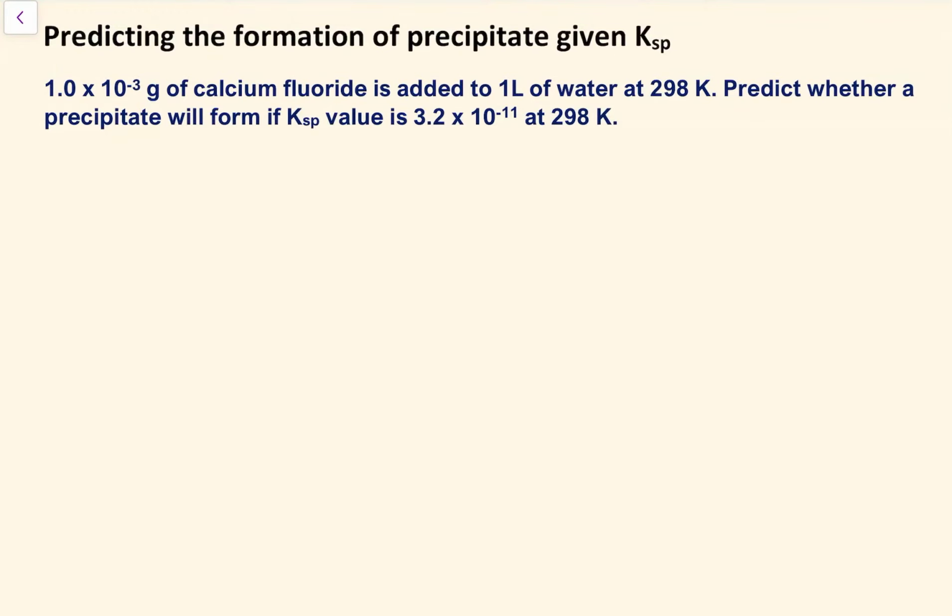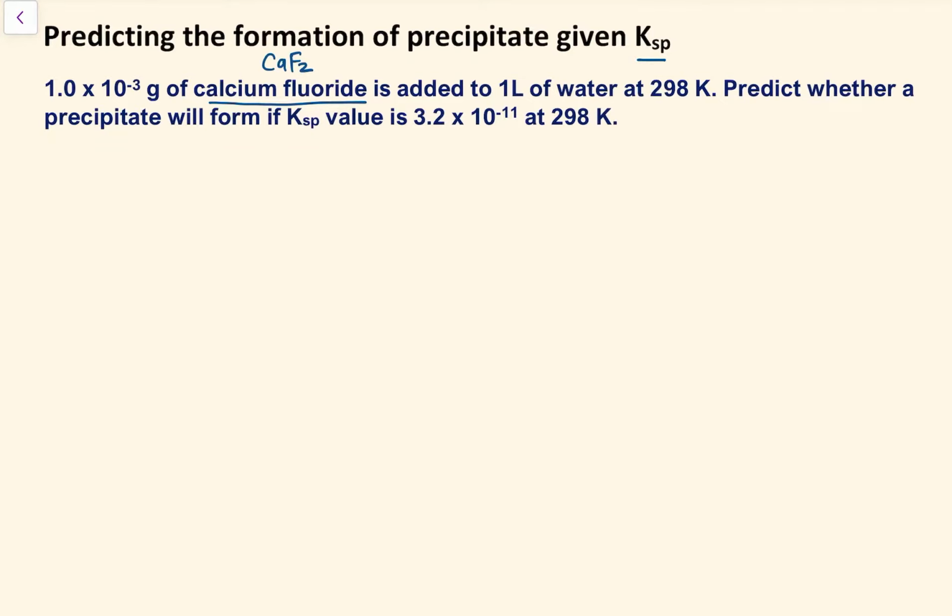Hello everyone. So in this video today we will learn about how to predict the formation of a precipitate if we are given a Ksp value of any ionic compound. The ionic compound considered in this example is calcium fluoride, and the formula of calcium fluoride is CaF2.